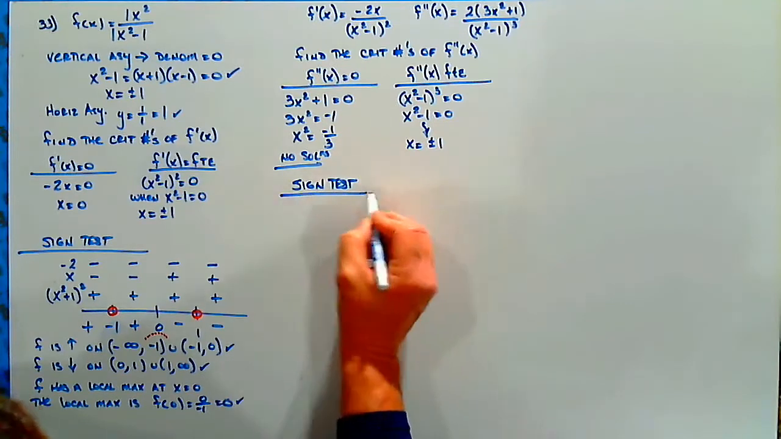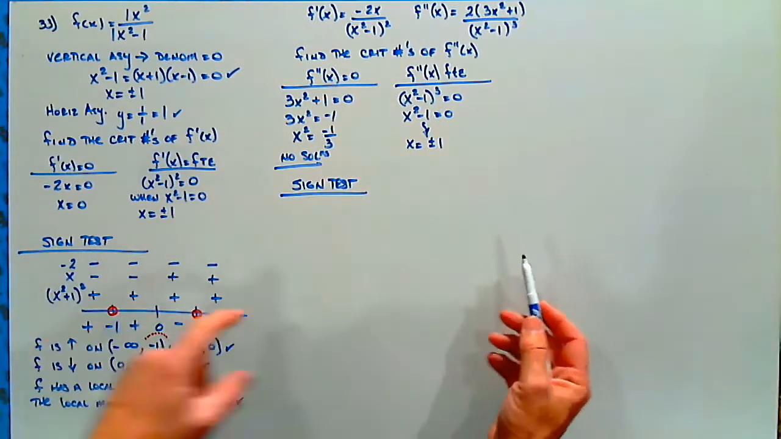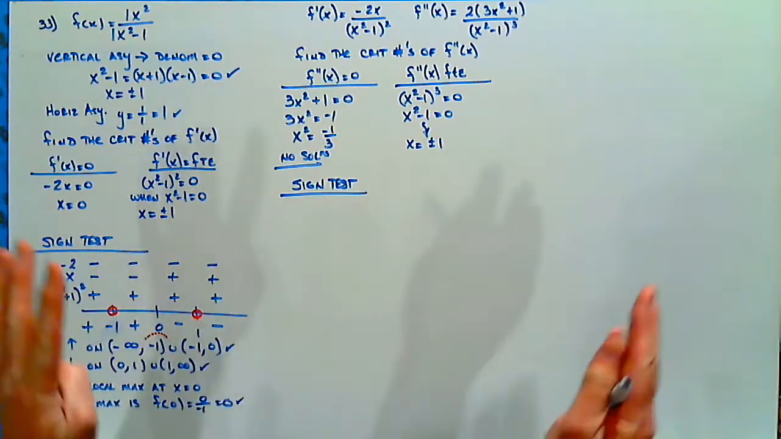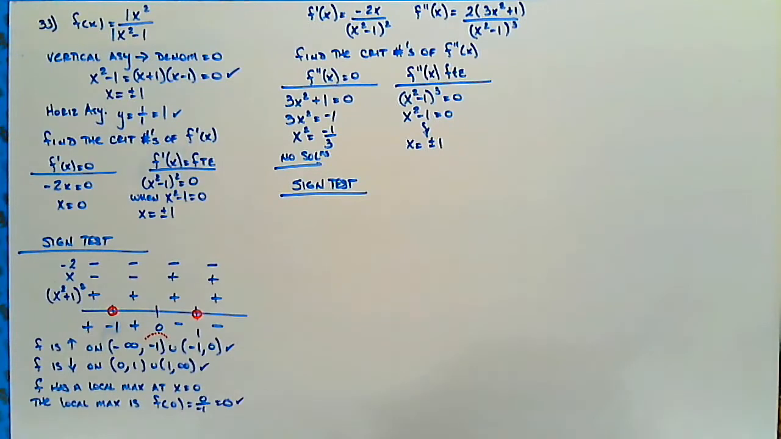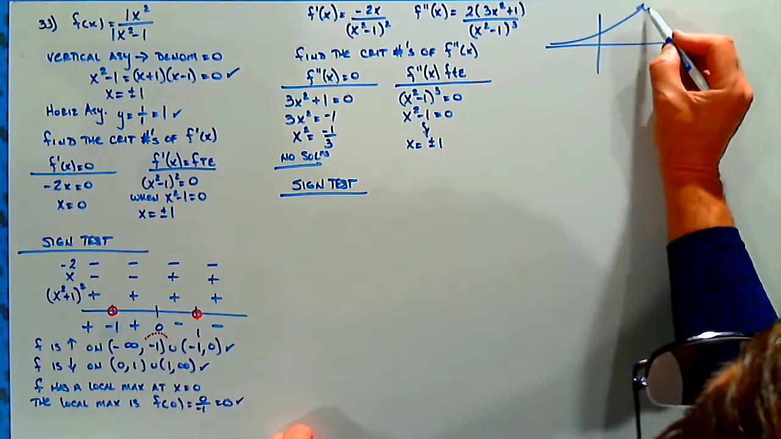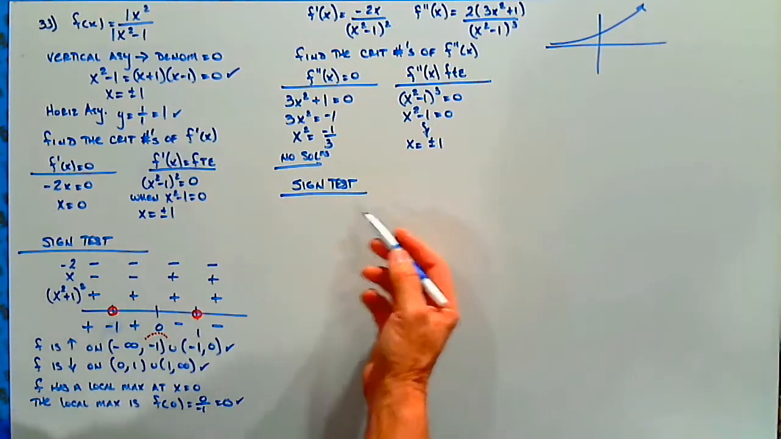On some problems, you end up with no points for your sign test, and then you just run the sign test. You don't have any intervals. You just pick one test point, and the function is always concave up, or the function is always concave down. Kind of like e to the x, right? When you think about the graph of e to the x, be it boring as it might be, it is always concave up.